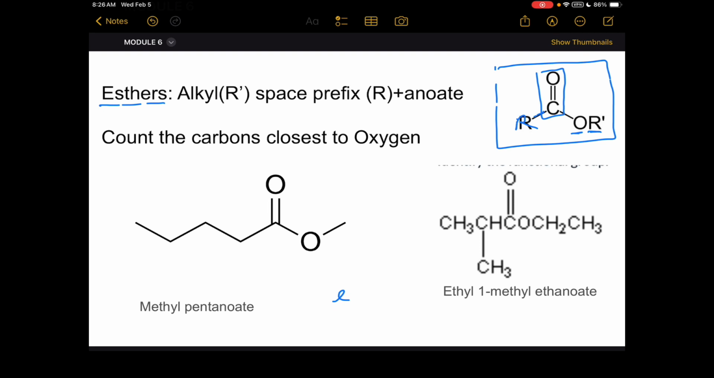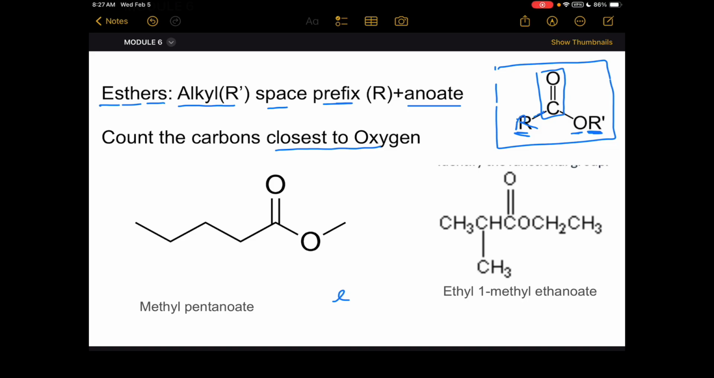How do we name it? We are going to put the name of the alkyl, which is the R prime. Okay. You're going to put the space. Then you're going to put the prefix of the R and anoate. When you're counting the carbons, you want to start with counting that brings your carbonyl carbon to the lowest carbon number.